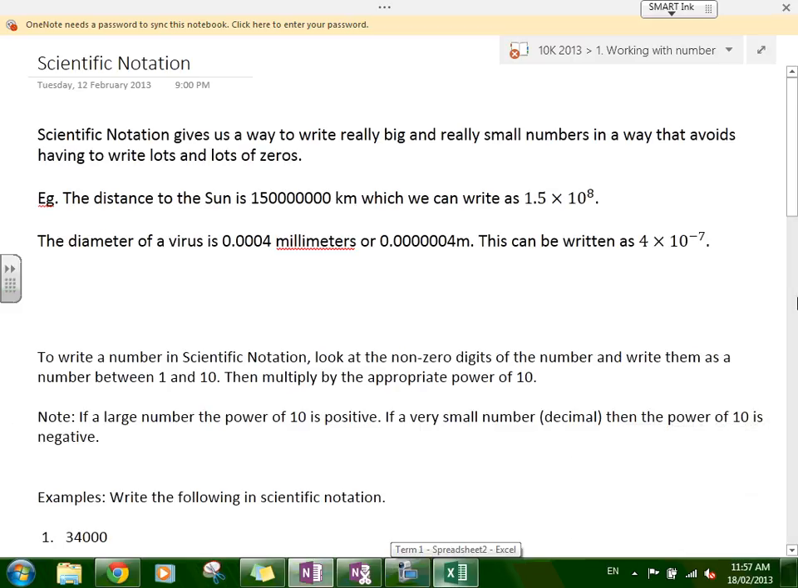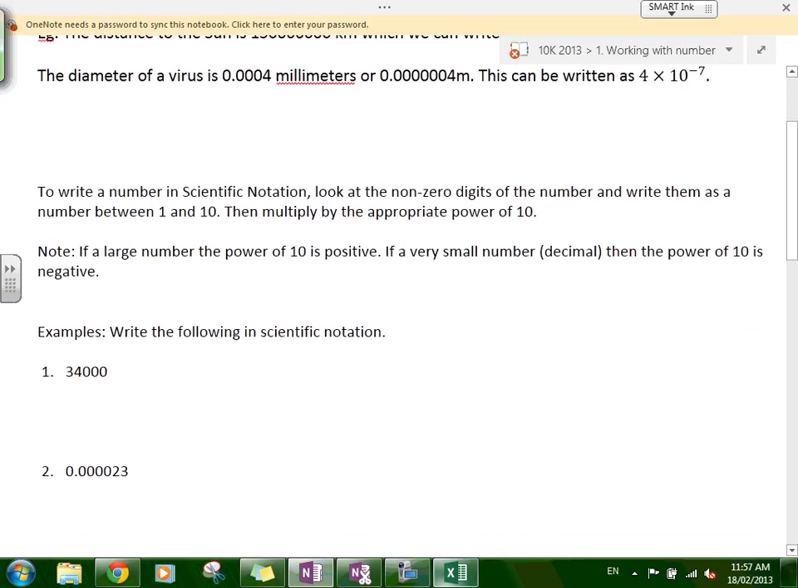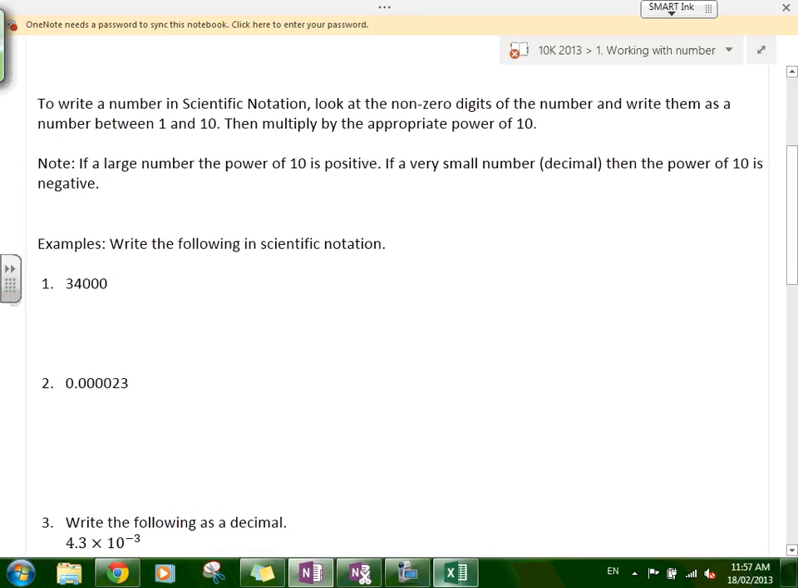Right, so if you could just write from this part. The idea is a very useful thing to help us to condense working and to condense the size of very big numbers. When we're talking about billions and trillions, you don't have to keep writing all those zeros, it's very difficult. So to write a number in scientific notation, you look at the non-zero digits of that number, okay? And then you write those digits as a number, a decimal usually, between 1 and 10.